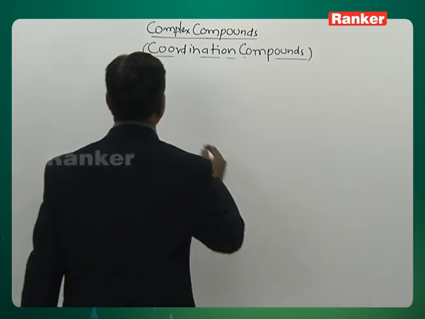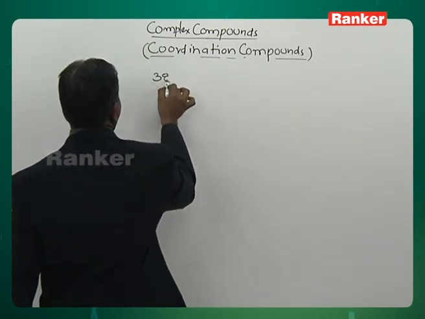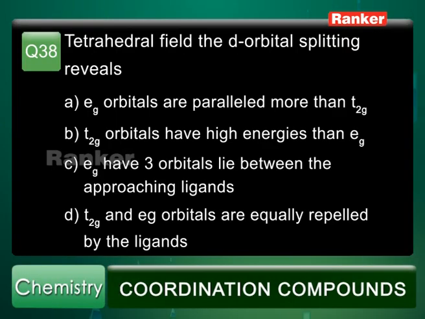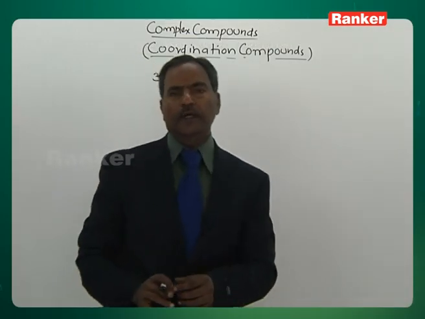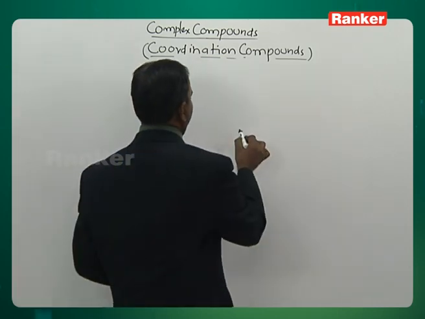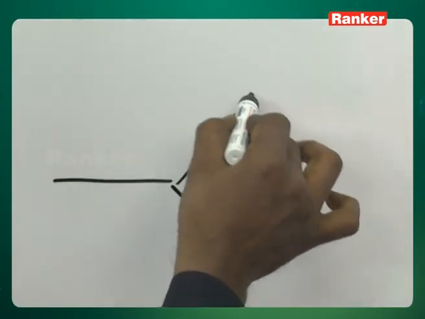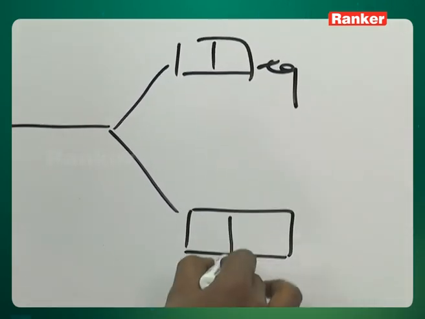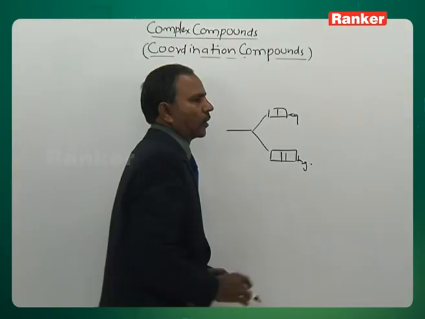Question number 38. In a tetrahedral field, the d-orbital splitting reveals what? Let us see the options. EG orbitals are repelled more than T2G. If you talk about octahedral geometry, the higher energy level is 2 orbitals, EG, and the lower energy level is 3 orbitals, T2G. This is octahedral splitting.